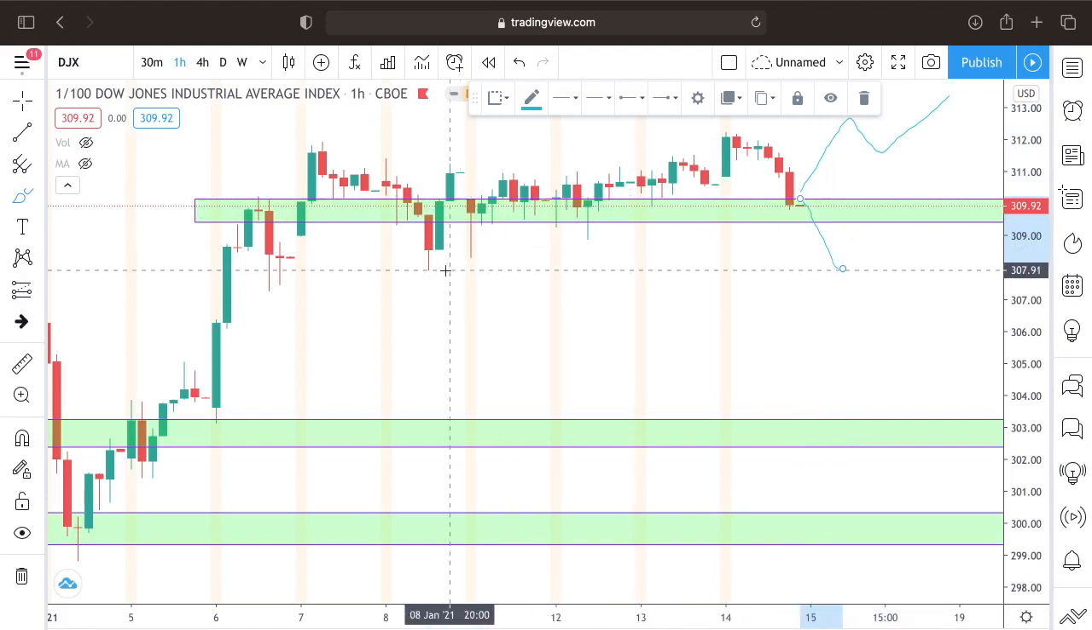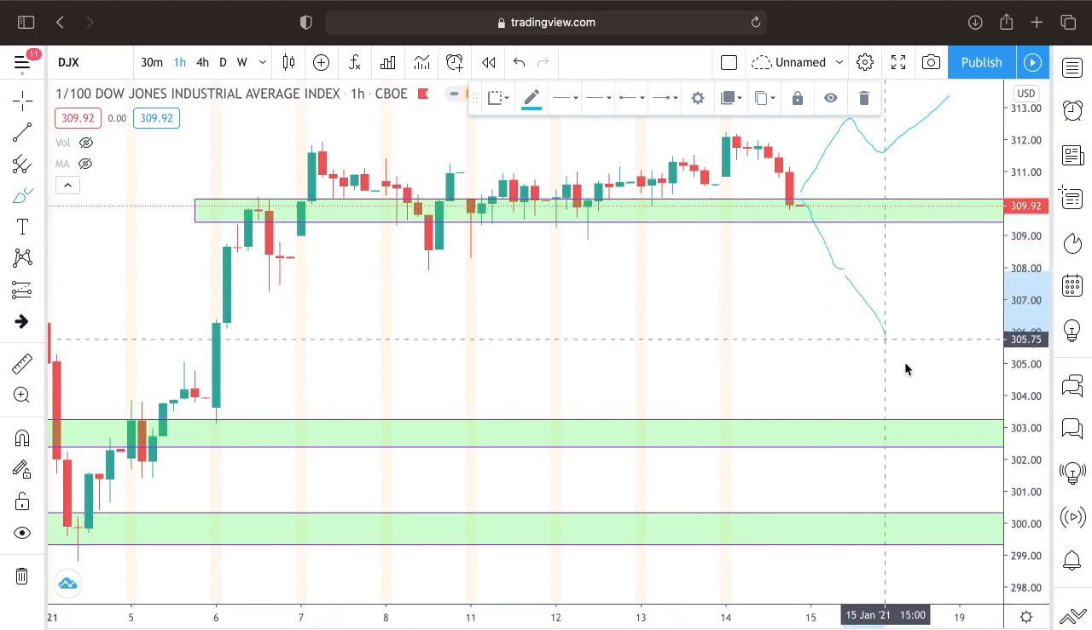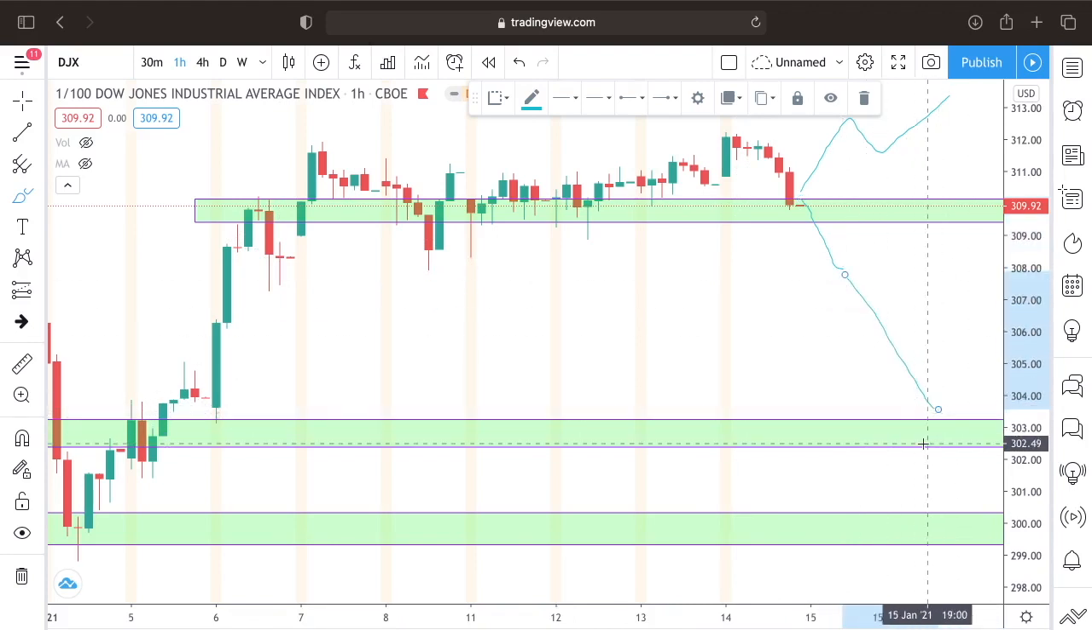Because if we look to the left side of the chart, prices managed to find support over here and find support over these two candlesticks over here. If this support level doesn't hold, then the next support level that I'll be taking a look at is this price level of around $303. That's my technical analysis for the Dow Jones.